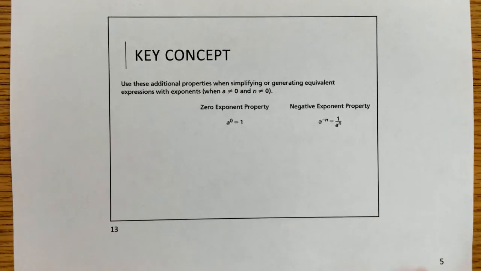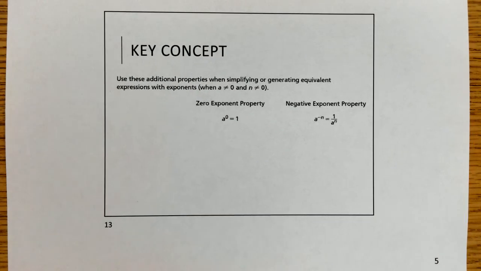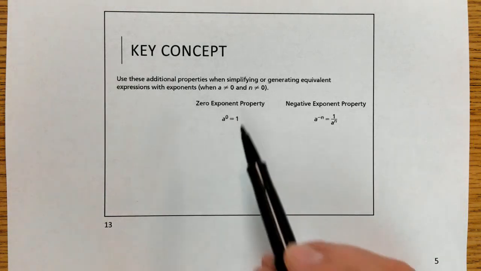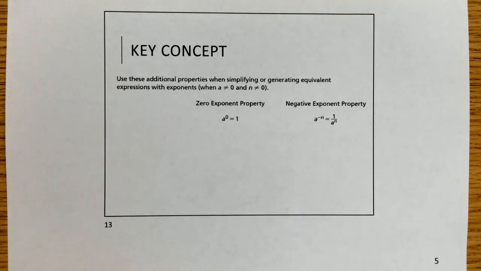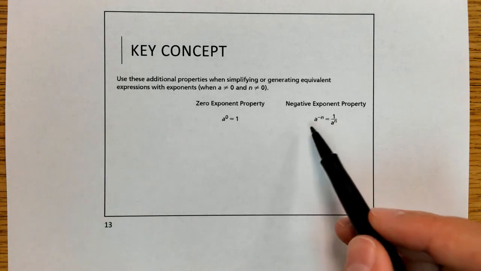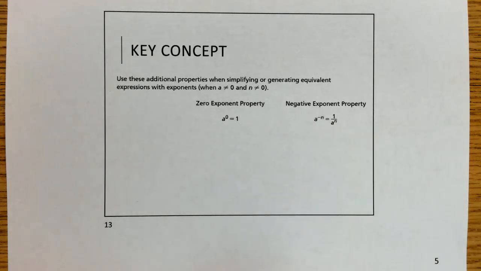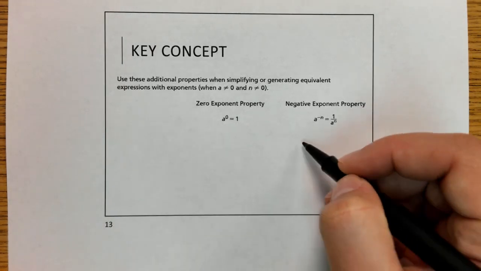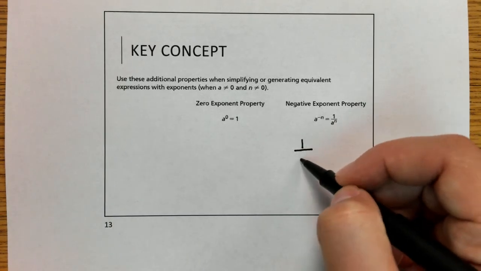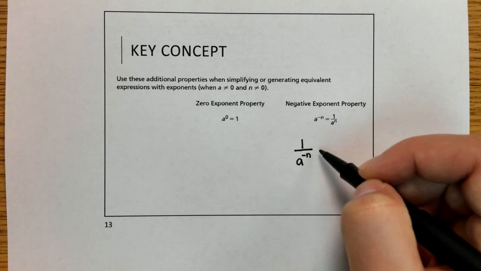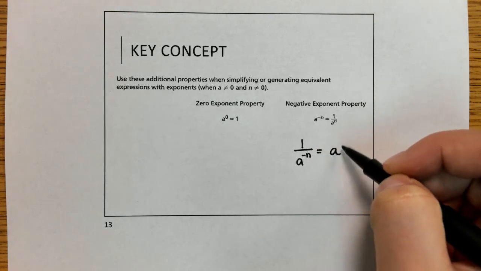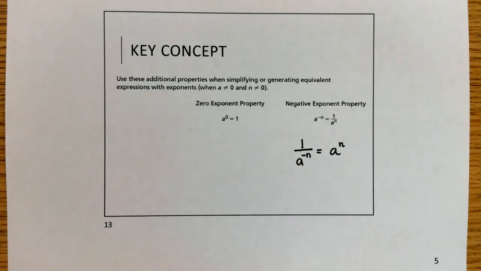In this lesson, the key concept, we talked about the zero exponent property. Whenever you raise something to the 0 power, you get 1. The negative exponent property, if you have a to the negative n, so your power is negative, you can bring it to the bottom and make it positive. We also talked about if you had 1 over a to the negative n, you can rewrite that as a to the positive n. Okay? So those were the key concepts.